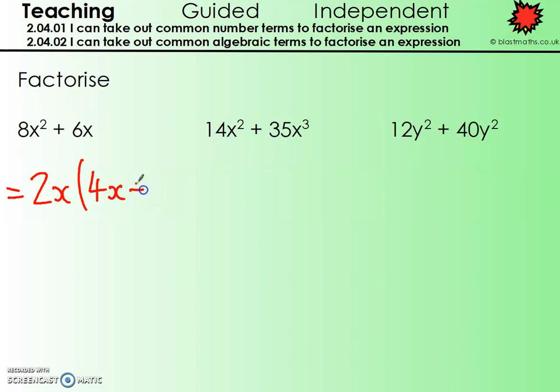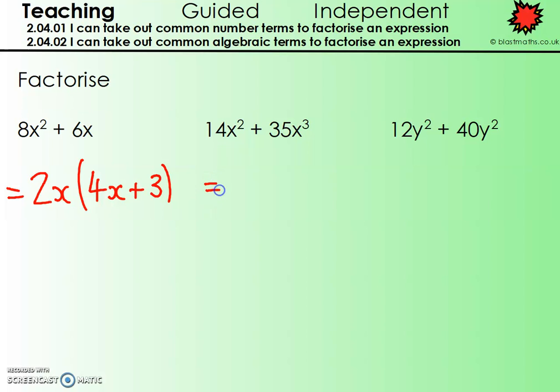Now I've already got an x on the outside, so when I times out here, my x is already on the outside, so there's no need to put another x on the inside of this second term. It'll just be 2 times 3 will give me 6.